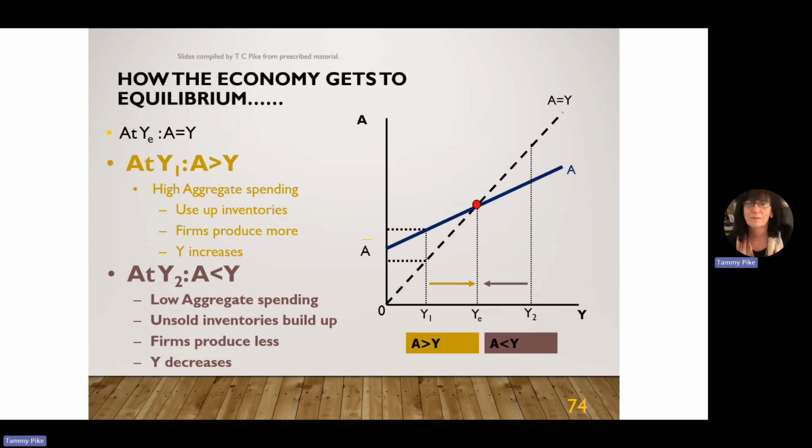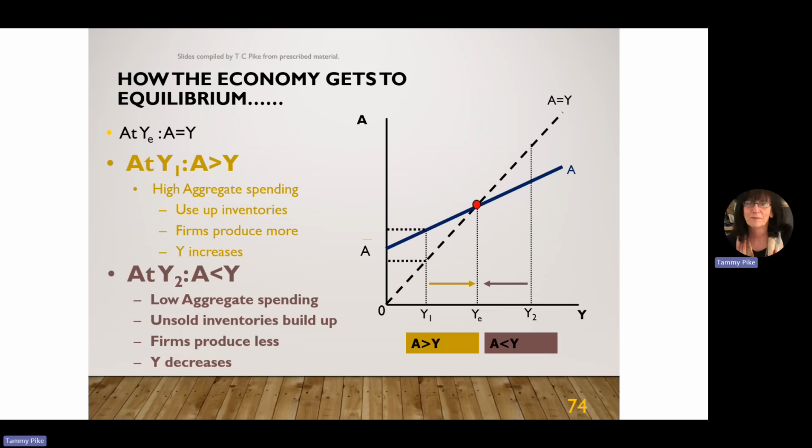All right, so let's have a look. There we go. There's our 45-degree line, which shows all the points where aggregate spending is equal to income, all points of equilibrium. And there's my aggregate spending line. That shows me the actual expenditure in the economy. Now, there's only one point where we're in equilibrium, and that is where those two curves intersect.